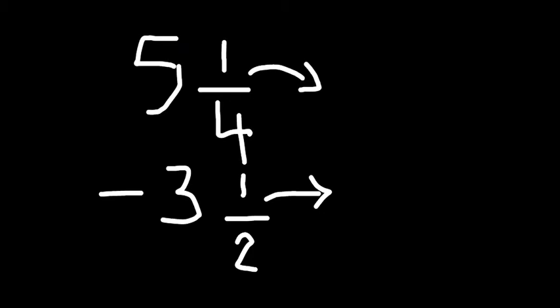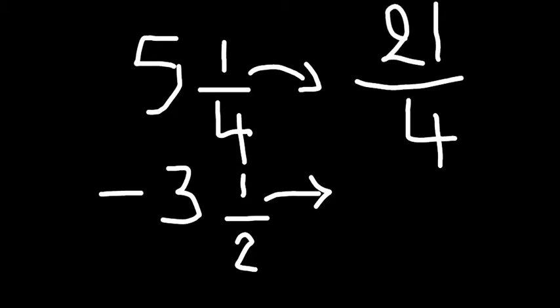Okay? So how do you change this to an improper fraction? Keep the 4, multiply 5 times 4, that's 20, and add the 1, and that's 21. And you put 21 on top, okay? Now, for this one here, you're going to keep your 2, and you're going to multiply the 2 times the 3, obviously that's a 6, plus the 1, that's a 7.